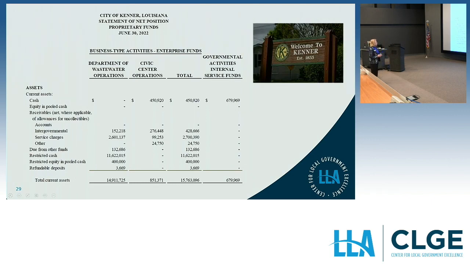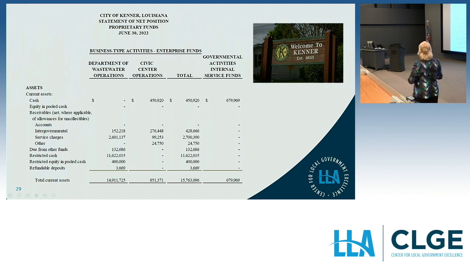So here we go in the city of Kenner. Now, business type activities, kind of as the name implies, right? Our enterprise funds. This is important in part 3 when we talk about government-wide financial statements. We're going to see that a whole lot.